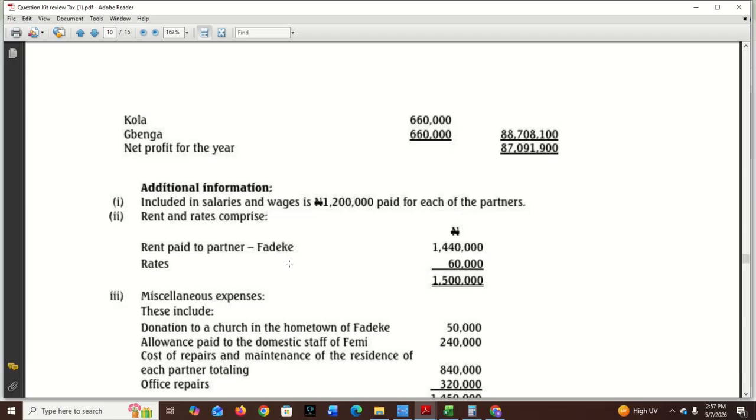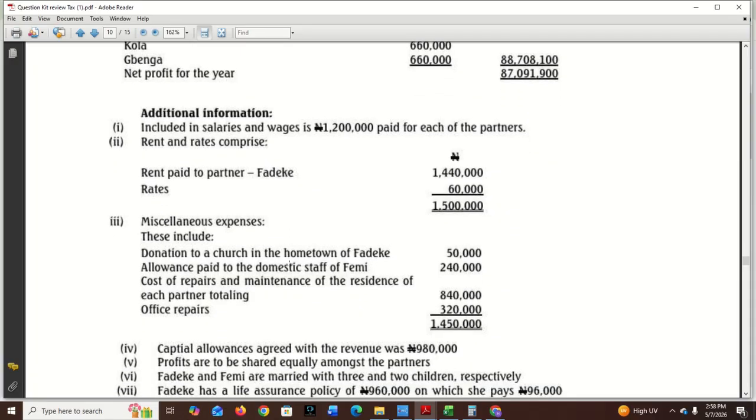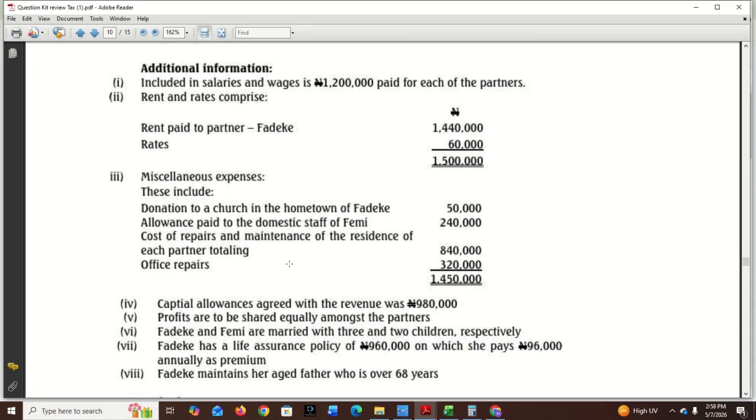All right. So the miscellaneous expenses: the donation to a church in the hometown of Fadike, 50,000. Allowance paid to domestic staff of Femi, 240,000. Cost of repair and maintenance on the residence of each partner, 840,000. And then office repairs is 320,000.